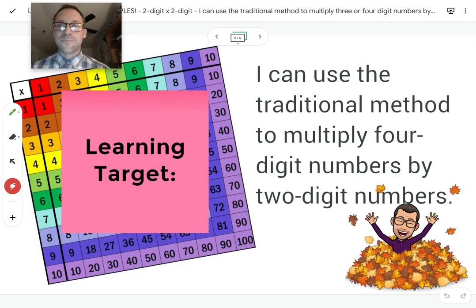So in today's lesson, we learned to use the traditional method to multiply 4-digit numbers by 2-digit numbers. It's time to get practicing.